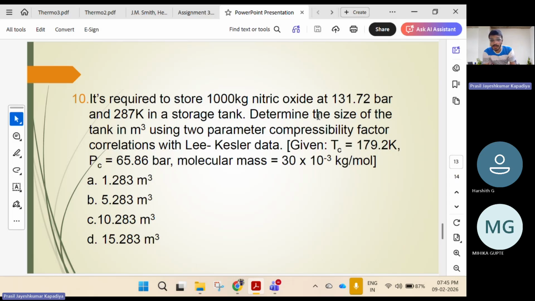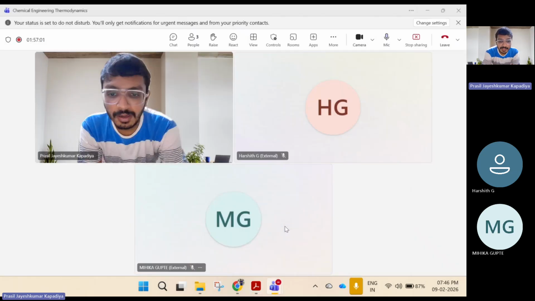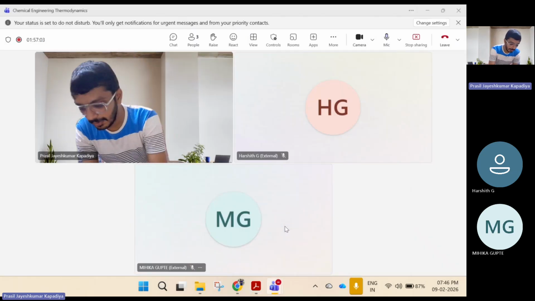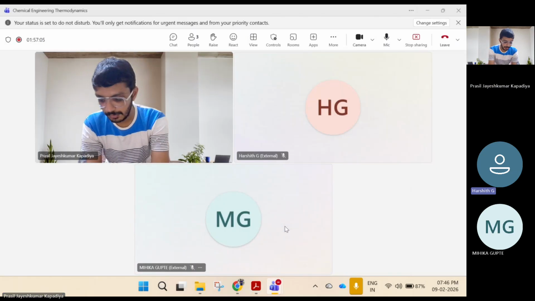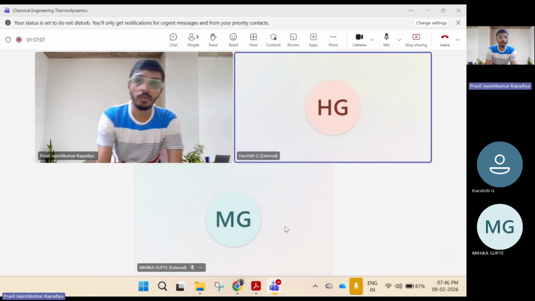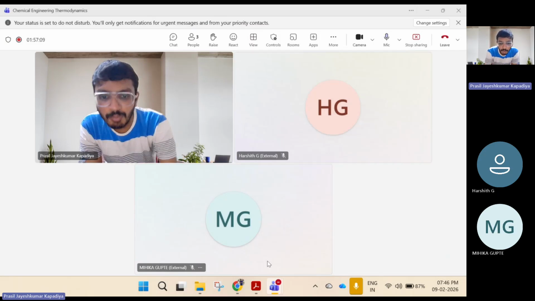So you just need to multiply your volume with moles, 1000 kg of nitric oxide divided by the molecular mass is given. So that will give you the moles. Okay. Is this clear to everyone? Harshit, were you able to understand? Yes, sir.